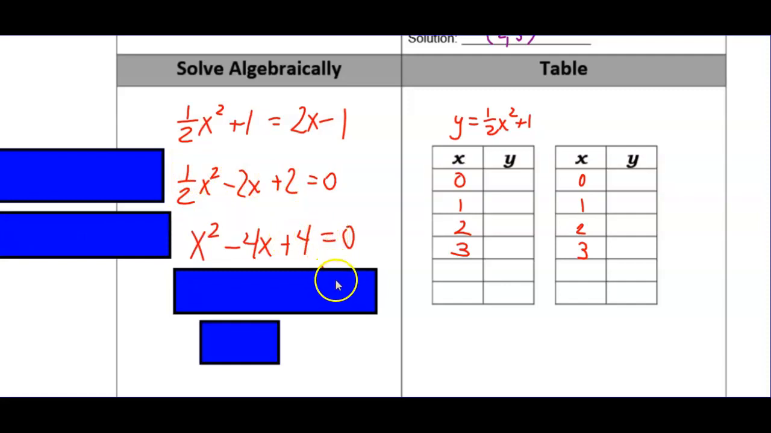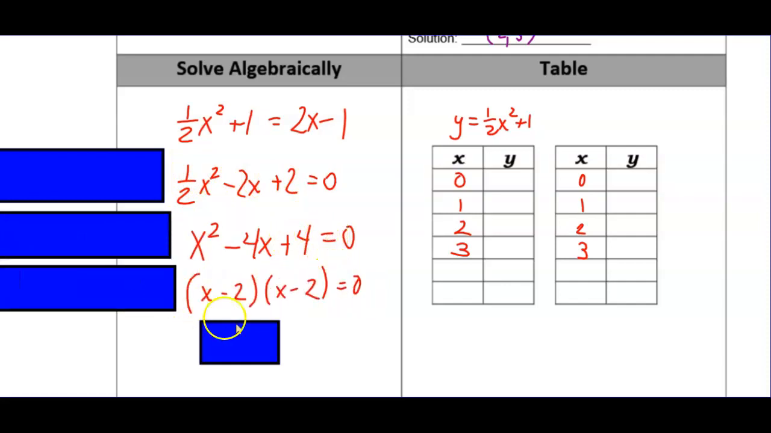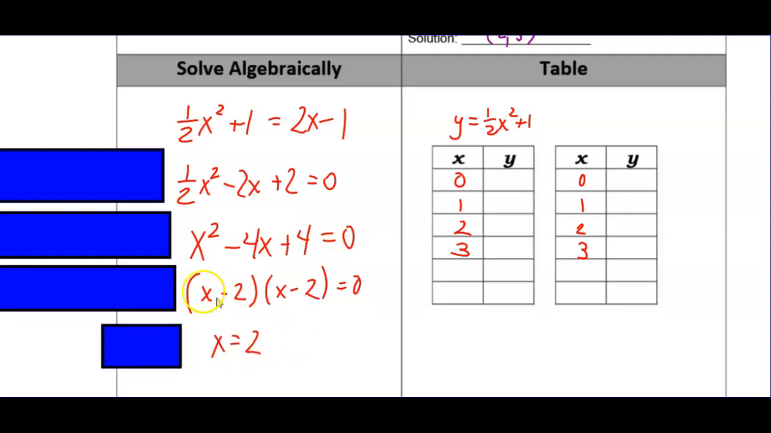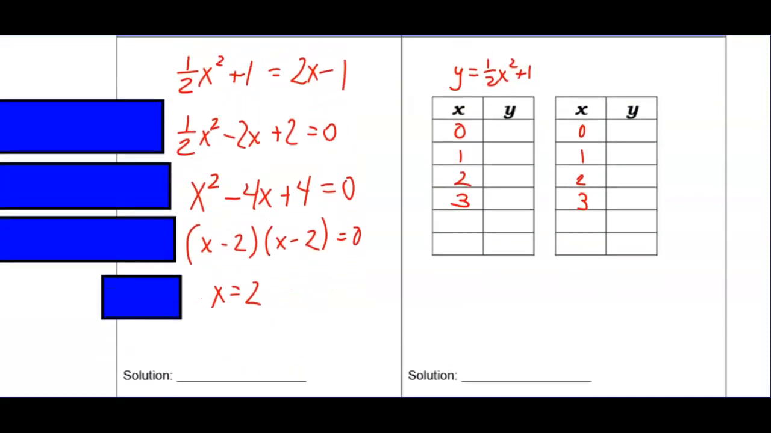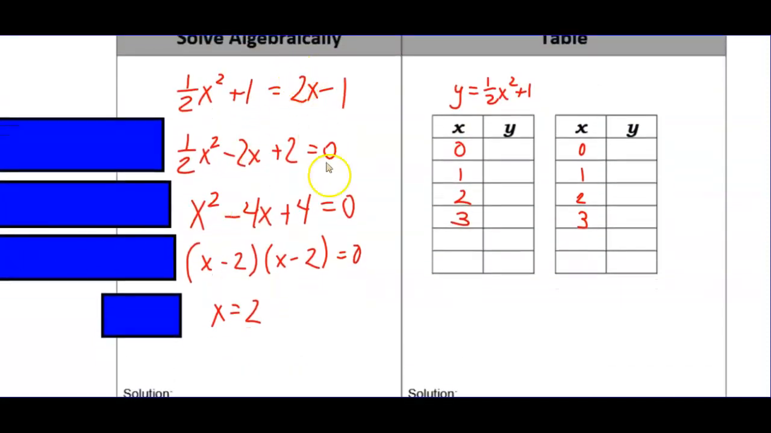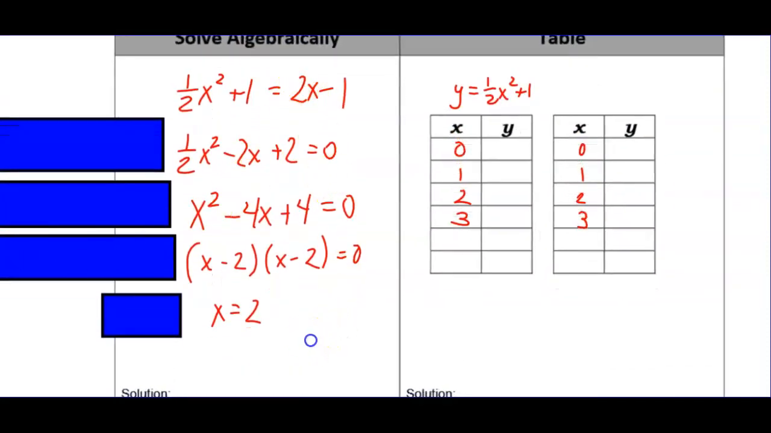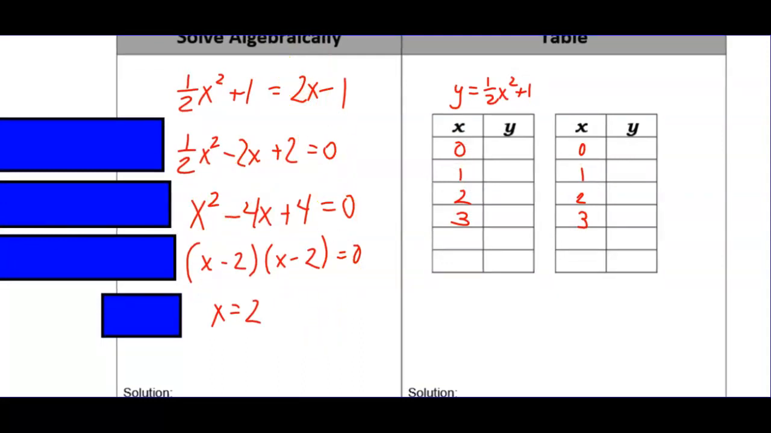Now it's very simple to factor. It's just going to be x minus 2 and x minus 2. And so both of those give you the same answer, that x equals 2. So then I can go back to either equation. I'm going to take the linear one. So y equals 2 times 2 minus 1. And so y equals 3. And so again, I get the coordinate 2, 3, just like I did on the graph.